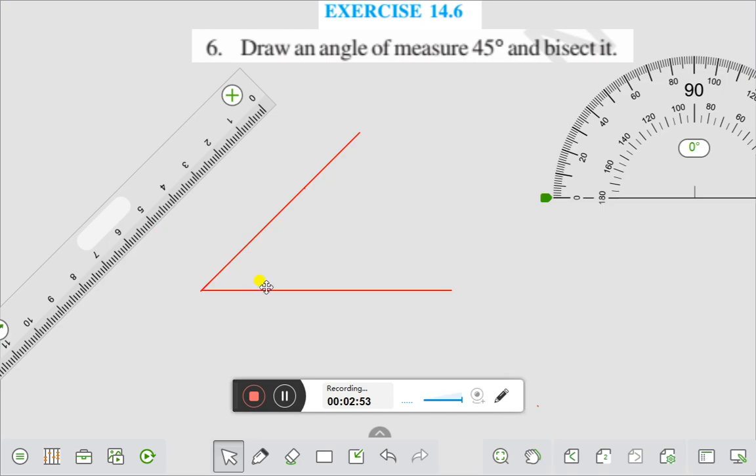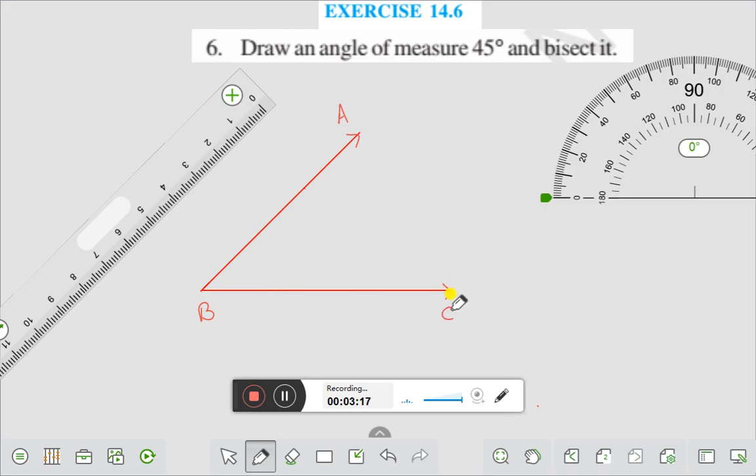Remove this scale. Now put an arrow mark here, and name this angle. This is point A, this is point B, and this is point C. And angle ABC is equal to 45 degrees.